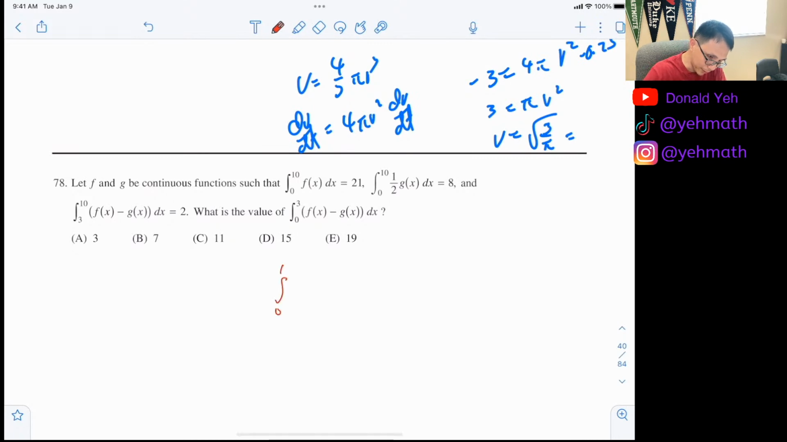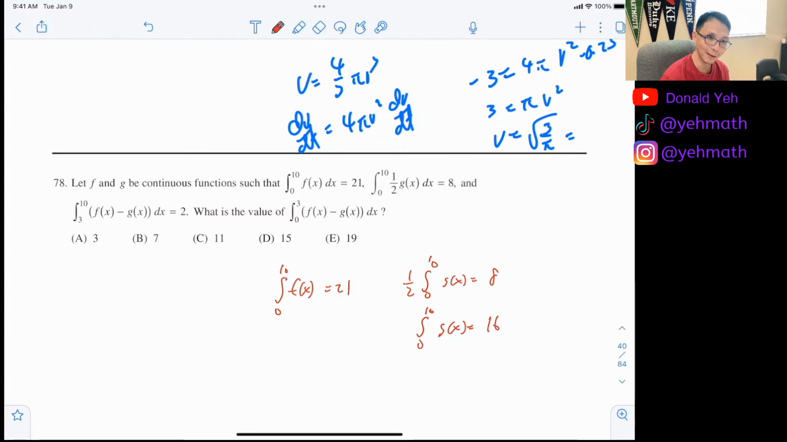All right, 0 to 10. I don't know how to do this question. I'm gonna try. 21. Half, 0 to 10 of g of x is equal to 8. So therefore 0 to 10 of g of x is equal to what? 16. Then you have to multiply by... Wait, guys, I think the problem is not solved yet.